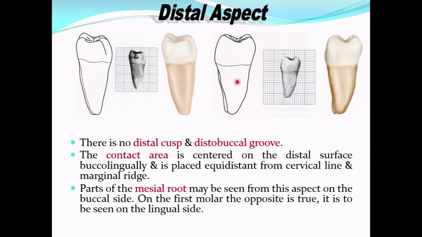The distal root is smaller or narrower than the mesial root. So, part of the mesial root could be seen. In the mandibular second molar, I can see part of the mesial root buccally, while in the first mandibular molar, I can see the mesial root lingual.